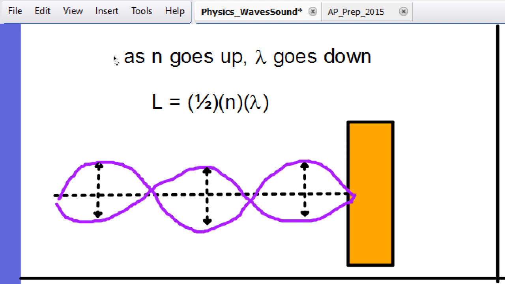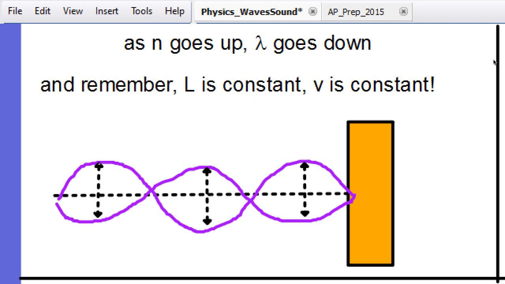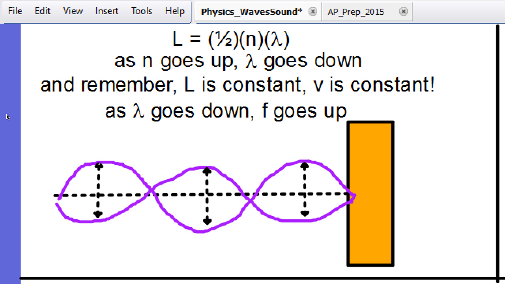And as n goes up, so now it's 3, the wavelength has to go down, but L stays the same, v stays the same, which means that as n goes up, wavelength goes down, which means our frequency goes up.